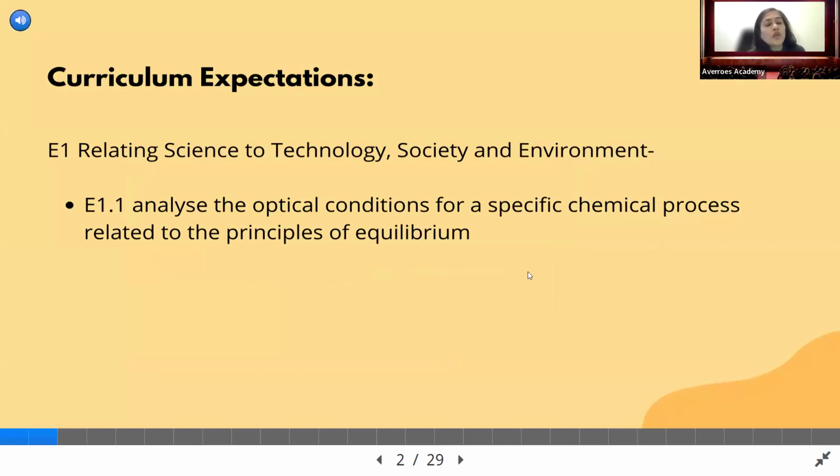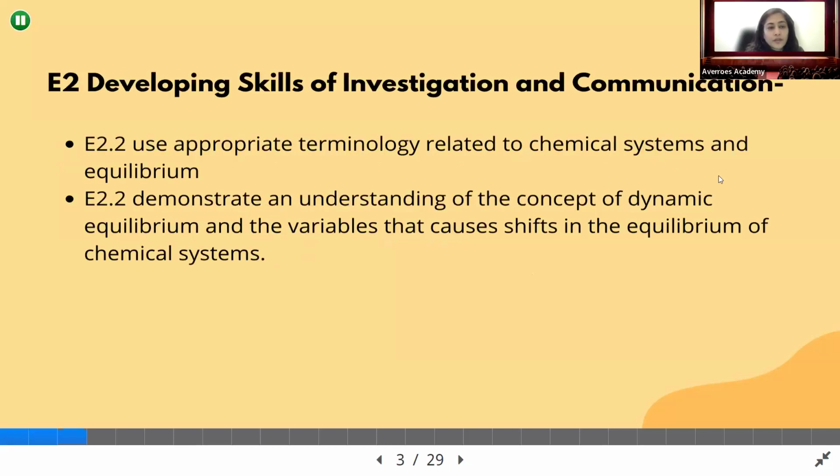Okay, so for this curriculum, the expectations are that we are basically relating science to technology, society, and environment. We are going to be analyzing the optimal conditions for a specific chemical process to happen, related to the principle of equilibrium.